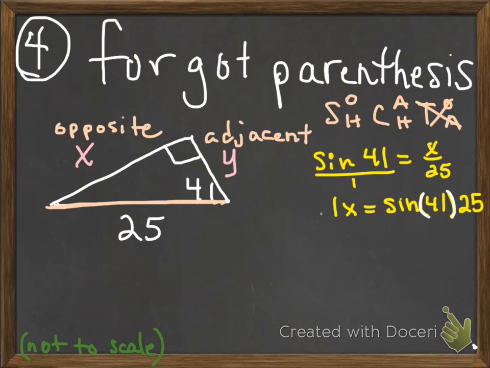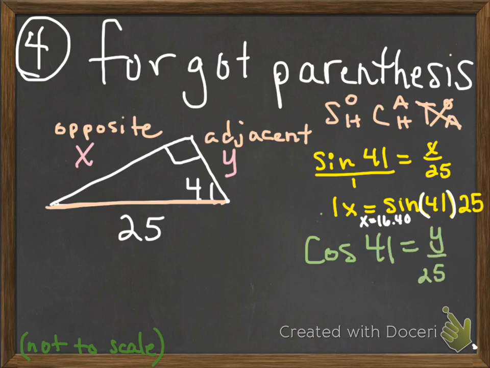And this is where people put it into their calculator without a parentheses after the 41. They end up doing the sine of 1025 instead of the sine of 41 times 25. So your answer should be 16.4. Now we're going to go back and we're going to do cosine to get the adjacent side. So cosine of 41 is 9 over 25.